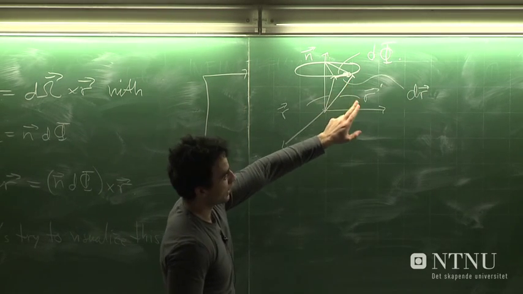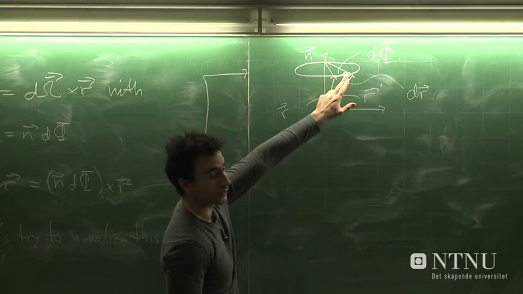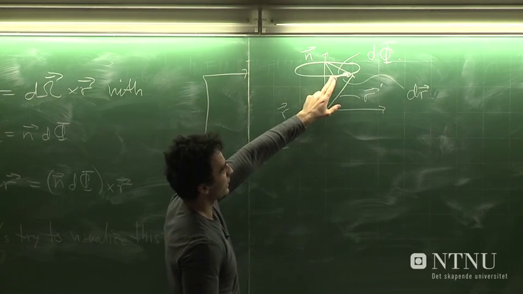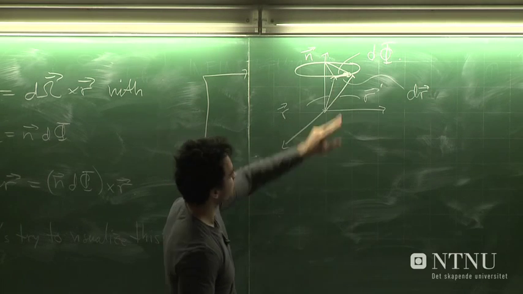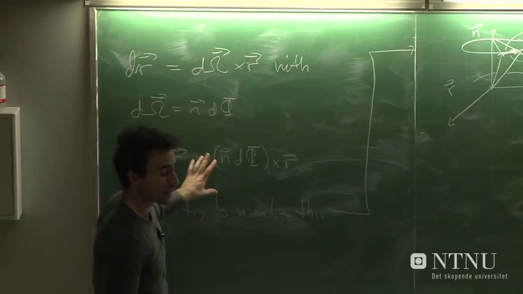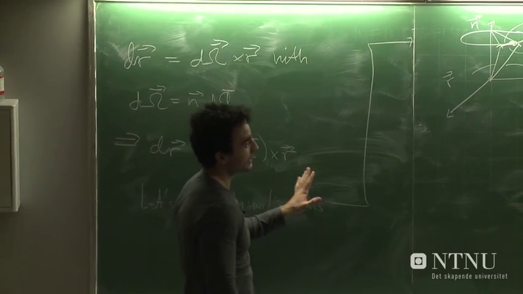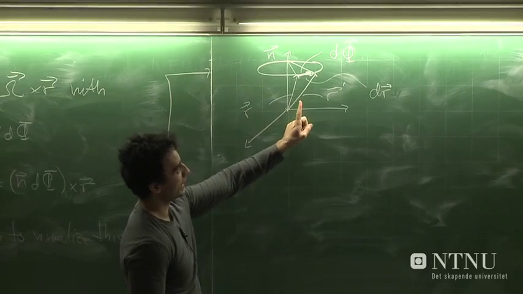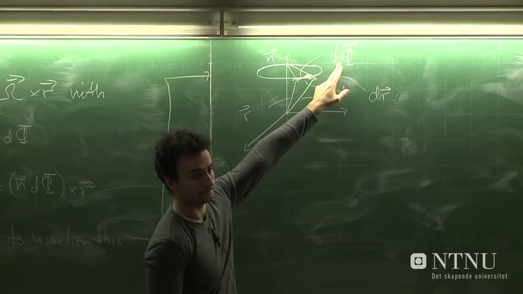And so the dr vector will now be the difference between r prime, the new position of the particle or object here, and its original position. So what this equation actually expresses is that we're dealing with a rotation around an axis n with an angle d phi.